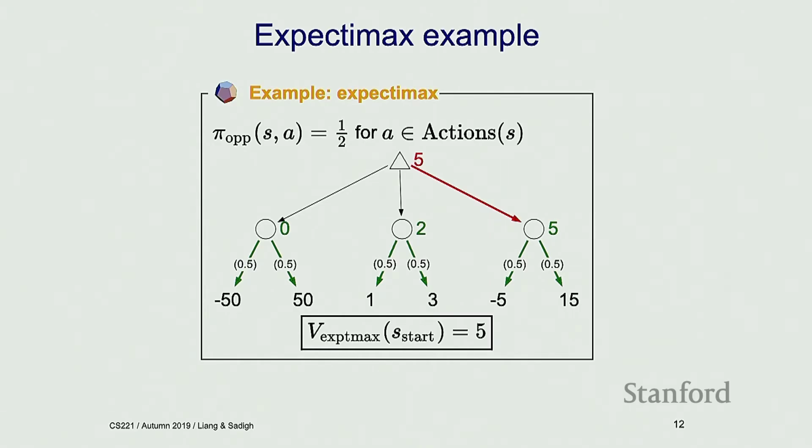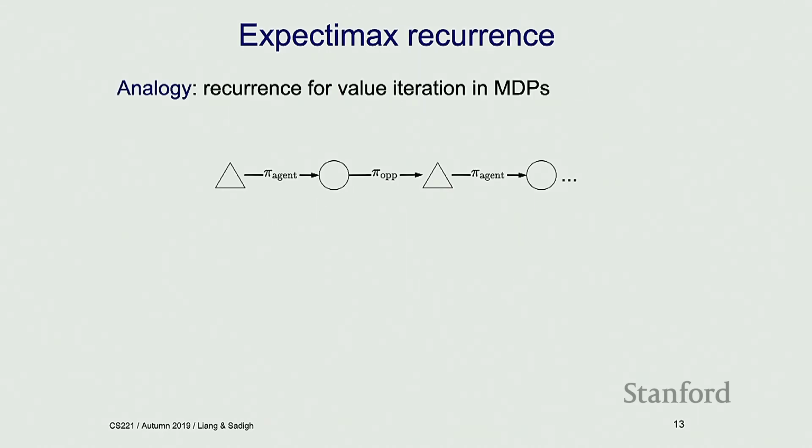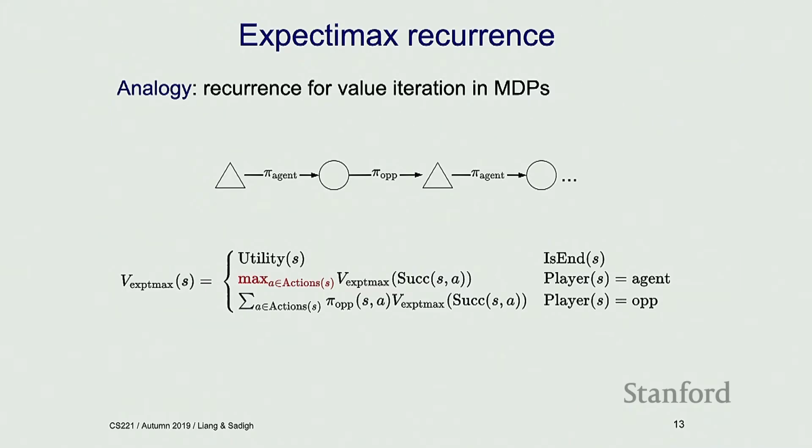Yes, this is assuming I know my opponent's policy, and then I'm maximizing my own value, knowing that my opponent is following this policy and what the opponent would do in expectation. Okay. All right. So this is the recurrence that we would get. We would just update the recurrence. So if the agent is playing, then we maximize the value of Expectimax. Okay? All right.